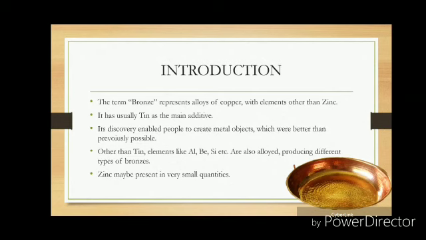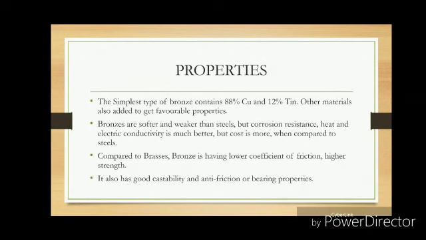Zinc may be present in very small quantities. The simplest type of bronze consists of 88% copper and 12% tin. Other materials are also added in small quantities to get favorable properties. Bronzes are softer and weaker than steels, but corrosion resistance, heat, electrical conductivity is much better, but cost is more when compared to steels. Compared to brasses, bronze is having low coefficient of friction and high strength.